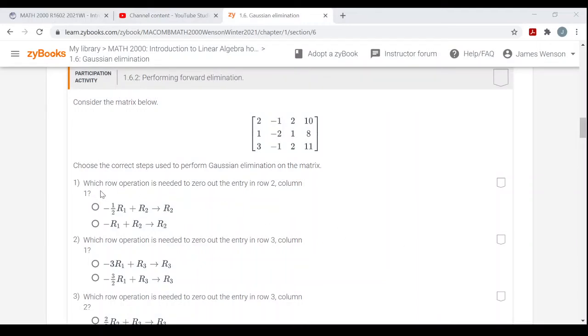All right, they're asking which row operation is needed to zero out the entry in row 2, column 1. So row 2, column 1. If I left it the way it is, they're asking me to leave it the way it is. I moved the first row and second row around. I would take -1/2. If I want to make this 1 into a 0 below the 2 here, I would multiply the top row by -1/2, right? -1/2 times 2 is -1, plus 1 would be 0. So I'd do -1/2 times the first row plus the second row to get a new second row.